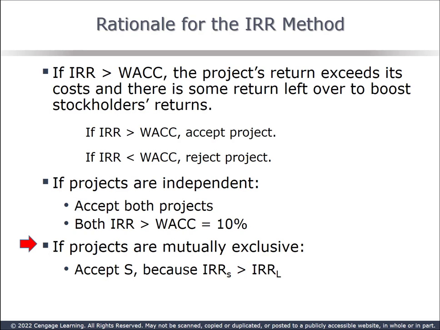Why? Let's say project X has an IRR of 15%, but an NPV of $1,000. Project Y has an IRR of 10%, but an NPV of $1.5 million. Which would be a better choice? Why? NPV dominates. More money is better.